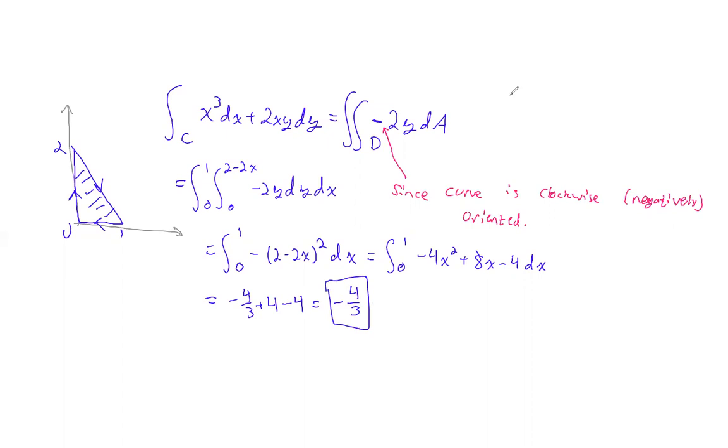So that's our answer. And it has to be negative, and again, we have to include the negative because it's clockwise oriented. So beware of the orientation. The orientation will determine whether or not your double integral will have a negative sign out front or not. So beware of that. Okay.